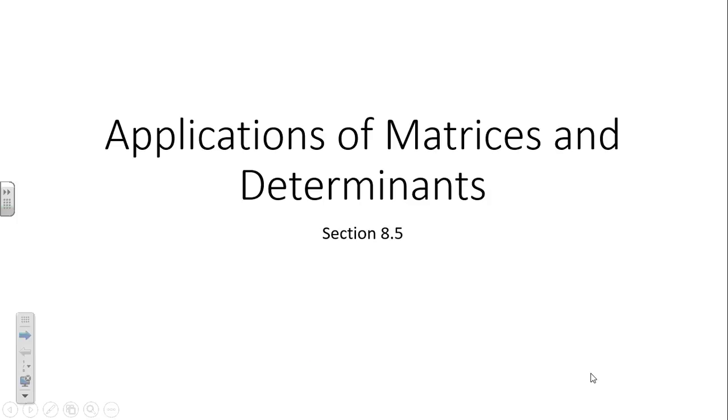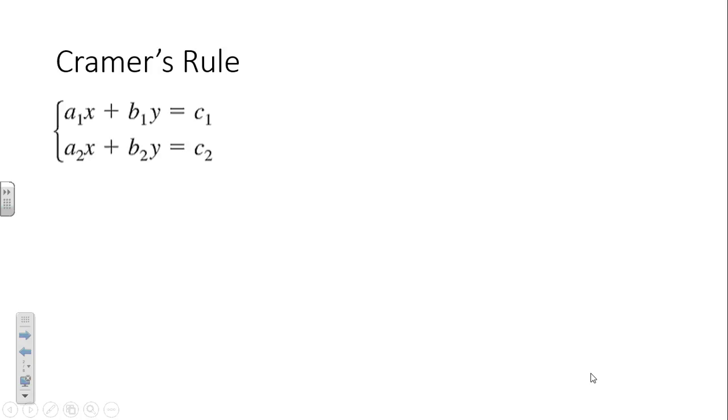We've been working with matrices and determinants. Today we're going to see the applications that we can use for this. The first one is called Cramer's rule, and don't write this down, okay? We've got a system of equations with two variables, two unknowns, much like what we solved last chapter when we used elimination.